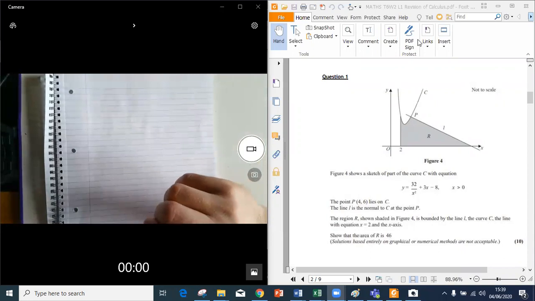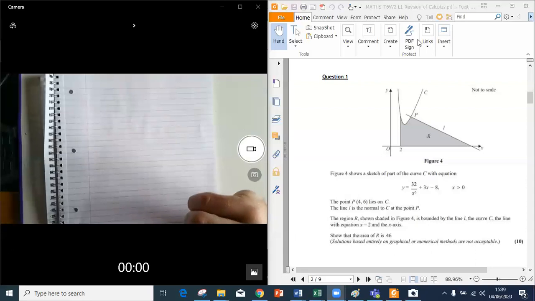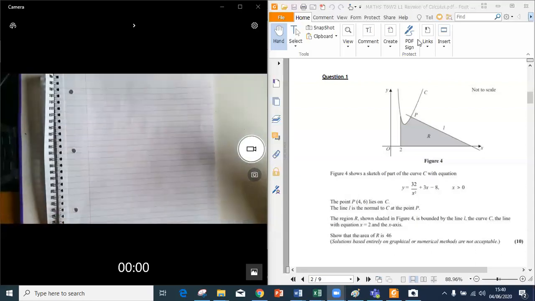Okay, so it says we've got a curve C, we've got the equation, we've got (4, 6) lies on the curve, and L is normal to C at point P. We've got a region R which is bounded by the line L, which was the normal, the line with equation x equals 2, as you can see, and the x-axis. Show that the area of R is 46. Okay, so work through this bit by bit. What we need, first of all, is to work out the equation of the normal.